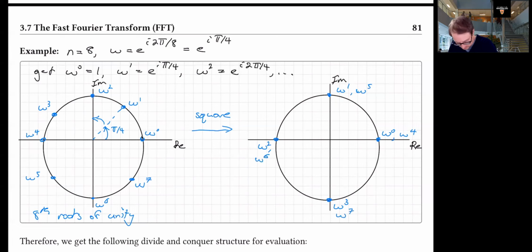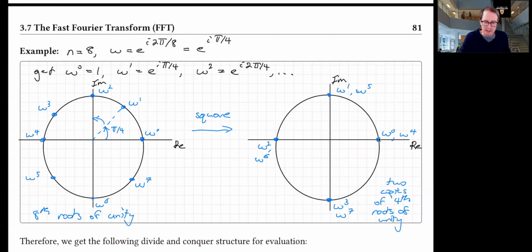And so this is 2 copies of the 4th roots of unity. And so what we see is we have the 8th roots of unity, we square each one of them, and then they sort of snap onto just the 4th roots of unity. If I were to square these, I would just get the 2 roots of unity, which would just be this point and this point. If I square it again, I would get all 8 points located right here.